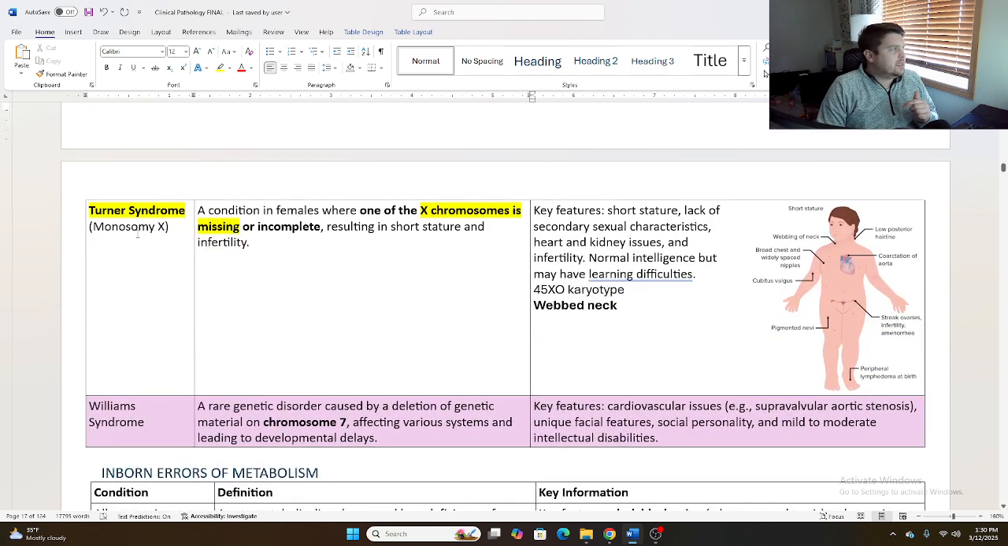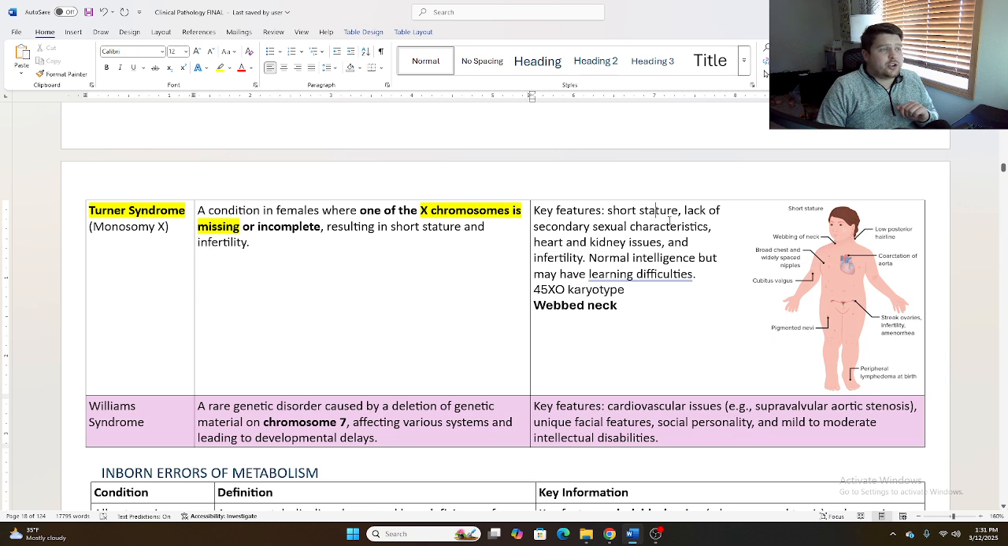Turner syndrome, this is monosomy X. This is where we actually don't have a second sex chromosome. So we classify these people as females, but they have only one X chromosome. I should say its X chromosome is either missing or incomplete. Most commonly, they'll ask questions about it being missing. So it's a 45XO karyotype. The O is the placeholder saying that it is empty.